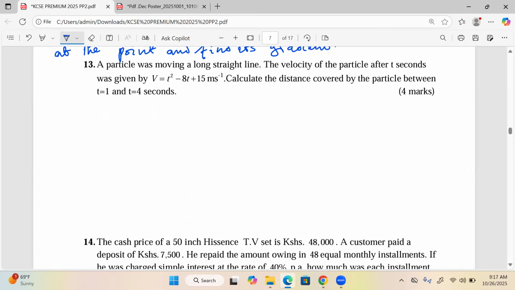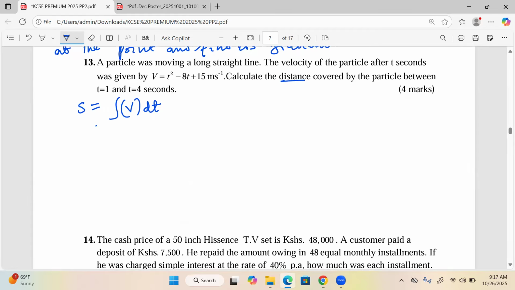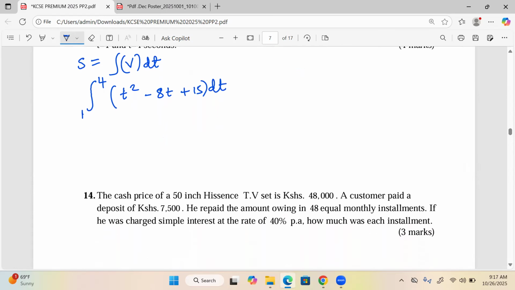All right. So we're supposed to simply say that for us to get displacement or distance function, we just need to integrate velocity with respect to time. Therefore, now that we need a specific distance between 1 and 4, we shall integrate the function of velocity, t squared minus 8t plus 15, with respect to time between 1 and 4. So it's a definite integral.